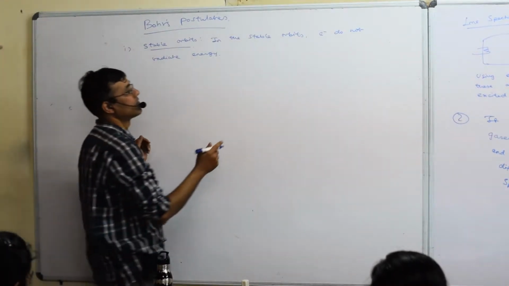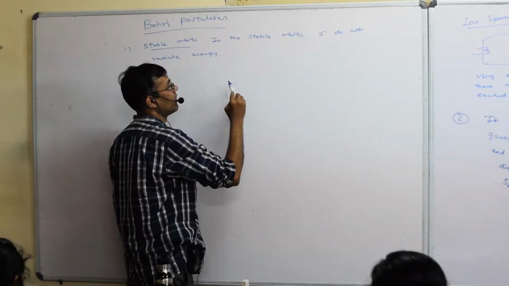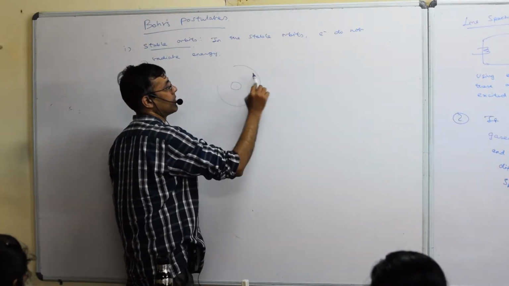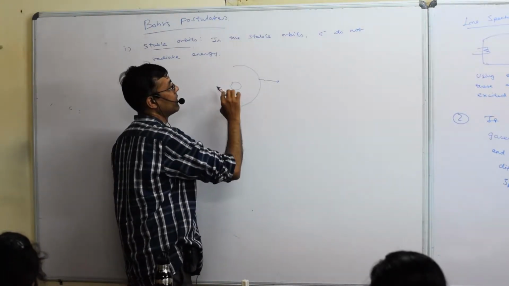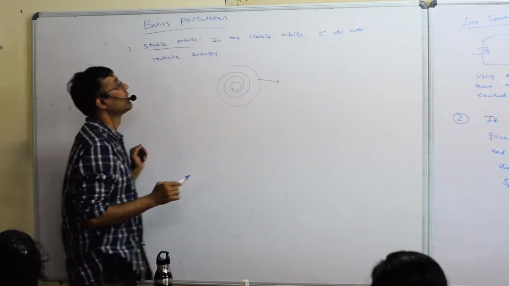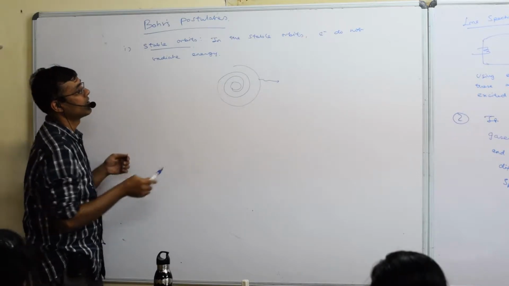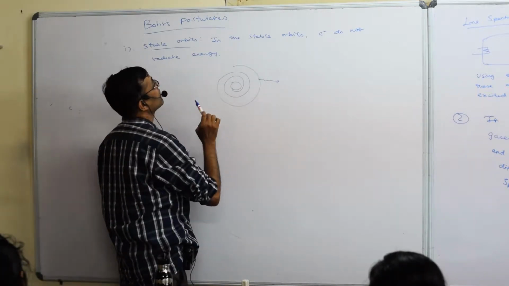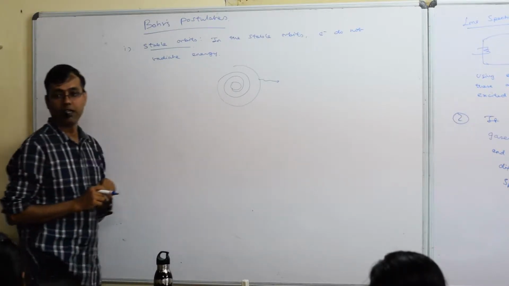So what they are saying is, earlier the Rutherford model had a problem: as the electron radiates energy, meaning radiates means giving out energy, it will fall into the nucleus, right? But then Bohr came up with the idea that there are certain orbits which are stable. It doesn't radiate any energy.